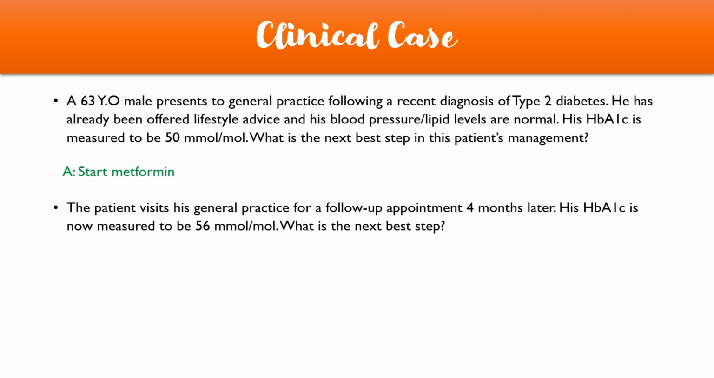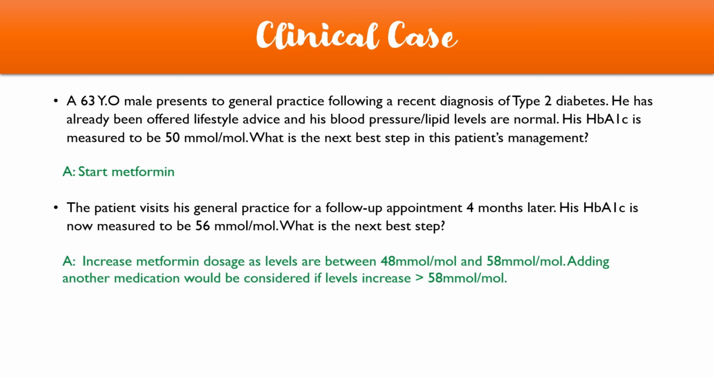So for this question, because the values lie between 48 mmol per mole and 58 mmol per mole, the metformin dosage should be increased. If the values were to increase beyond 58 mmol per mole, then you would consider adding a secondary diabetic medication, such as a sulfonylurea.